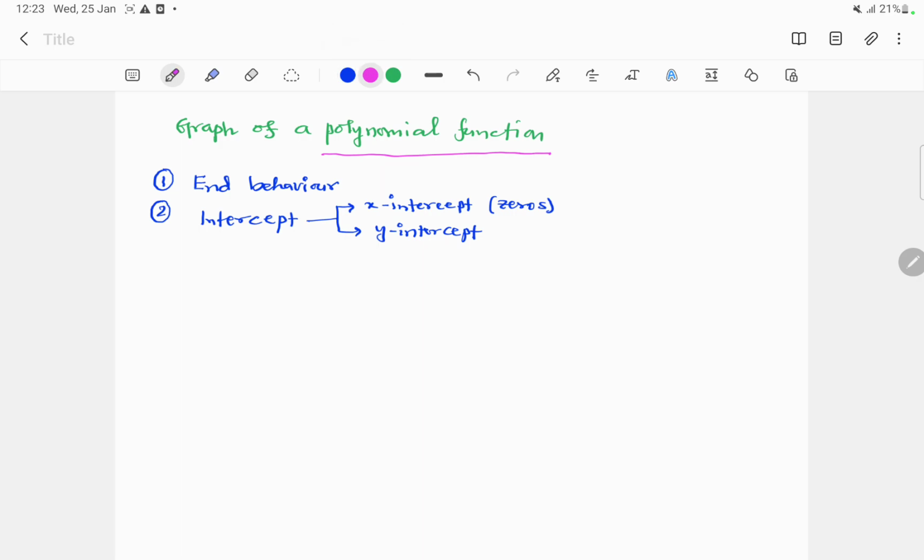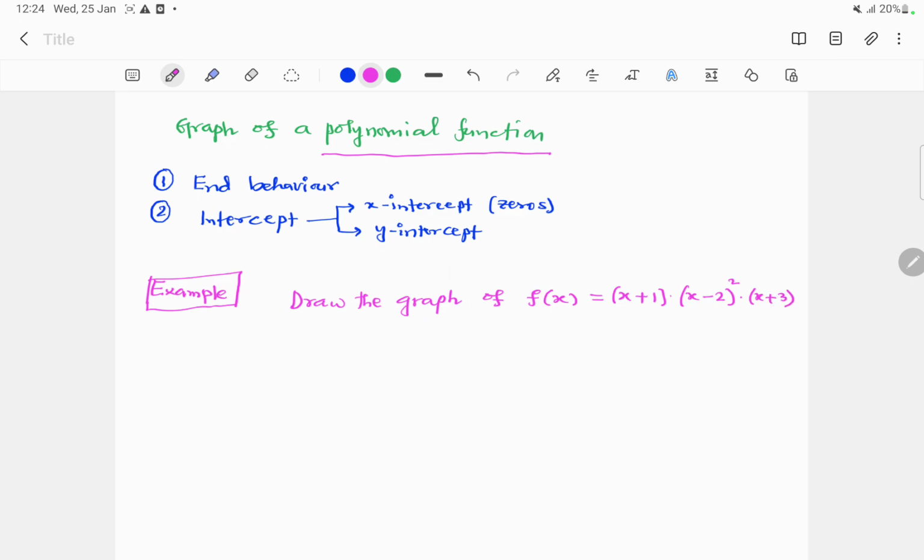So let's start with the example. Draw the graph of the polynomial function given by f(x) equal to (x plus 1), let me take it in factor form, and then (x minus 2) whole square, into (x plus 3).